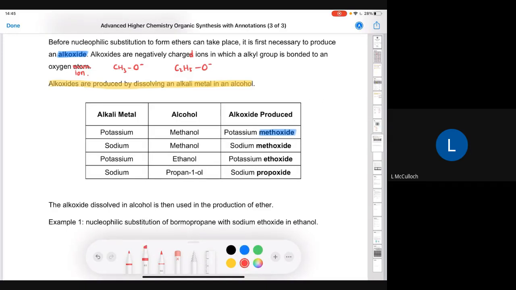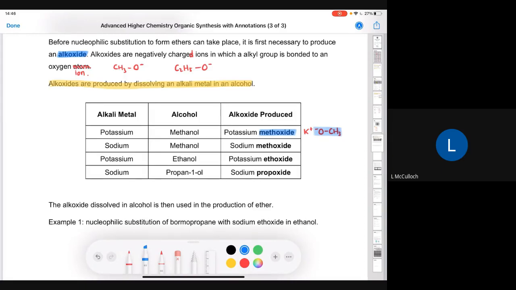And what I'm also going to do is pop the formula for potassium methoxide at the side. So potassium methoxide would be K plus for our potassium ion. And then methoxide is a methyl group attached to an oxide, so I'm going to pop in my O negative and then put my methyl group on that there. And it's that bit there, the bit in blue, that's your nucleophile. So that's the bit that's going to substitute onto your molecule.